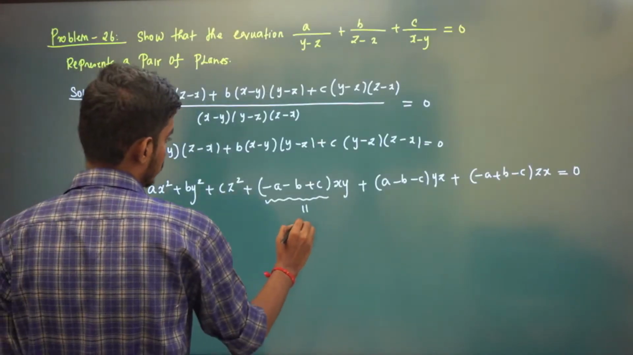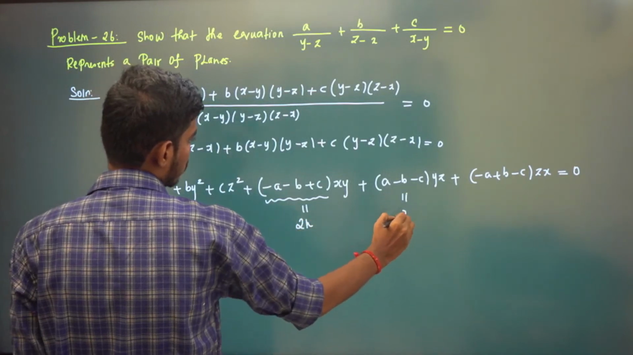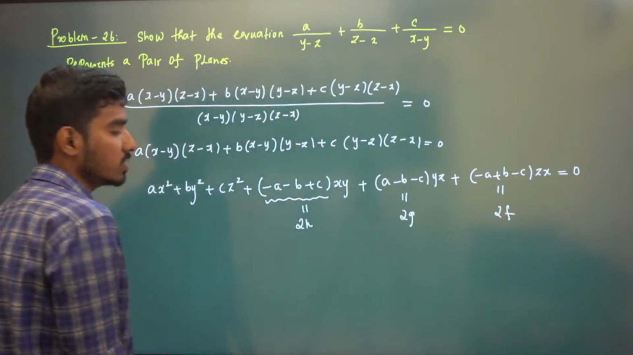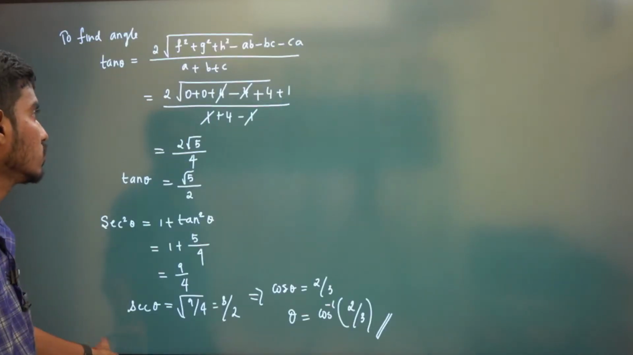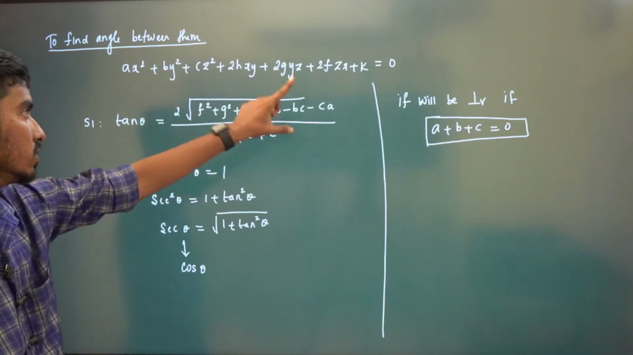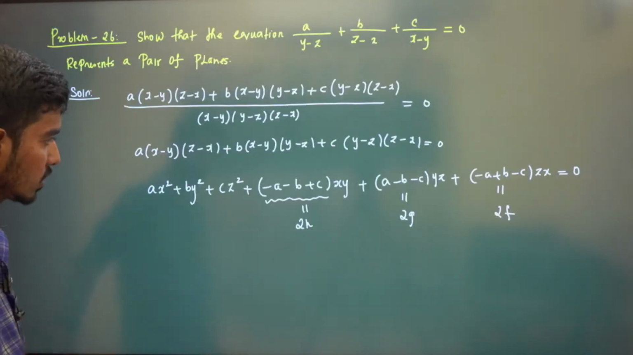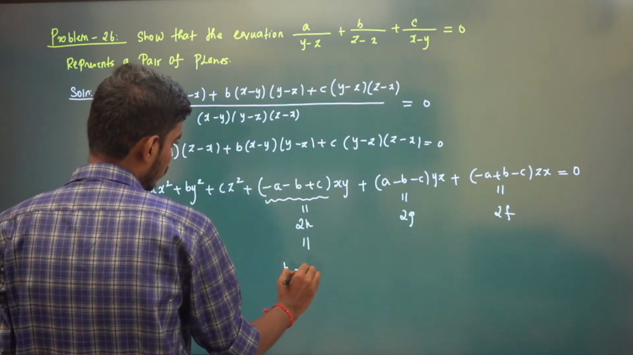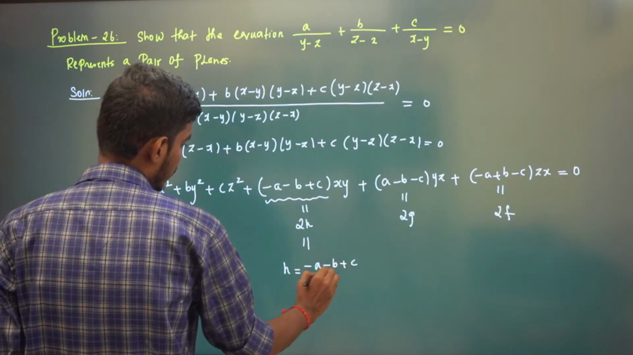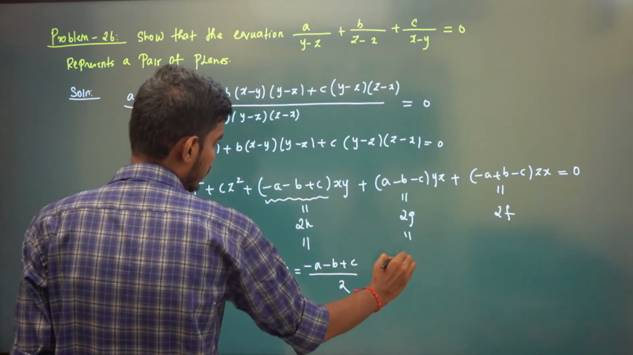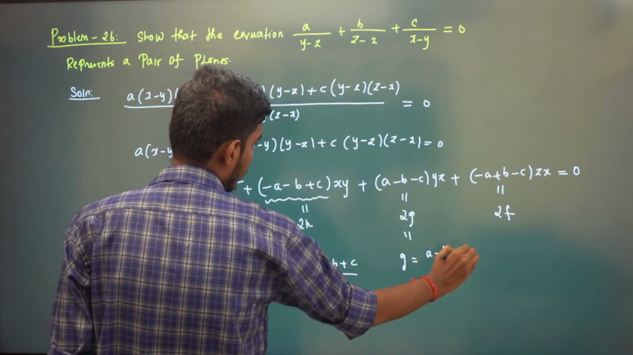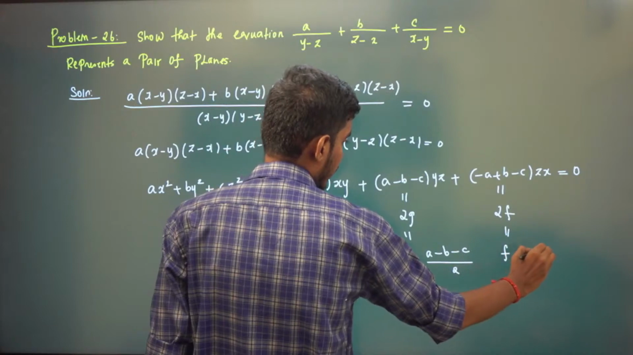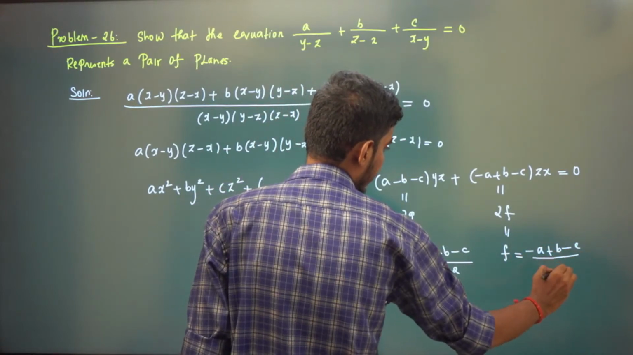So, to this 2g, this 2f, right? Just compare this with the general equation: 2hxy, 2gyz, 2fzx. From this you find the value of h. So h is (-a - b + c)/2, and g is (a - b - c)/2, and f is (-a + b - c)/2.